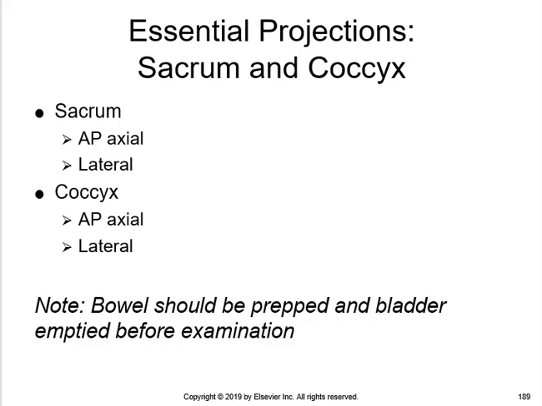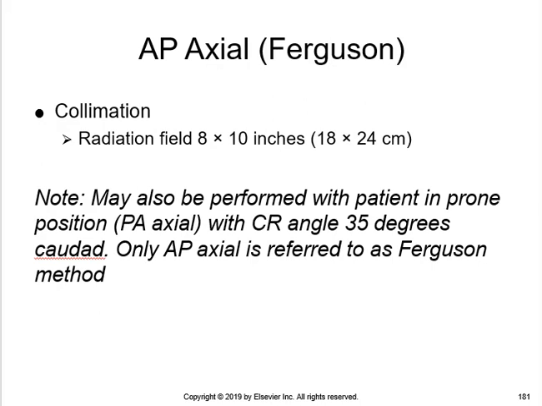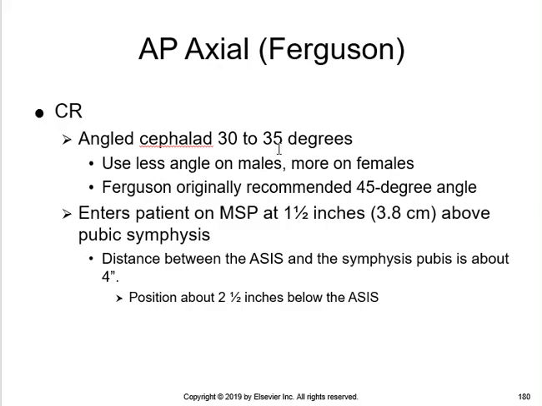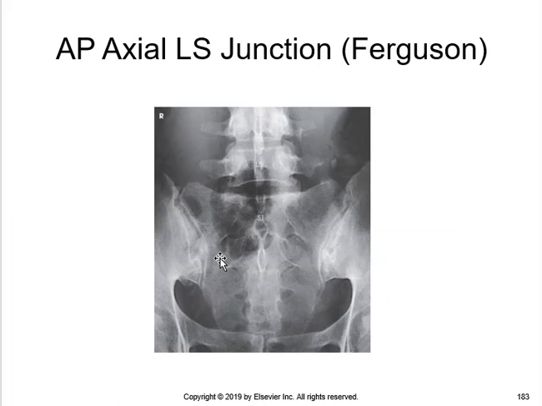Just to review, on our Ferguson method, which is our AP of the SI joints, we're going to angle our central ray 30 to 35 degrees cephalic to a point 1.5 inches above the symphysis pubis, which is really just 2.5 inches below the ASIS. We're going to collimate to 8 by 10 so that we see those open joint spaces here.